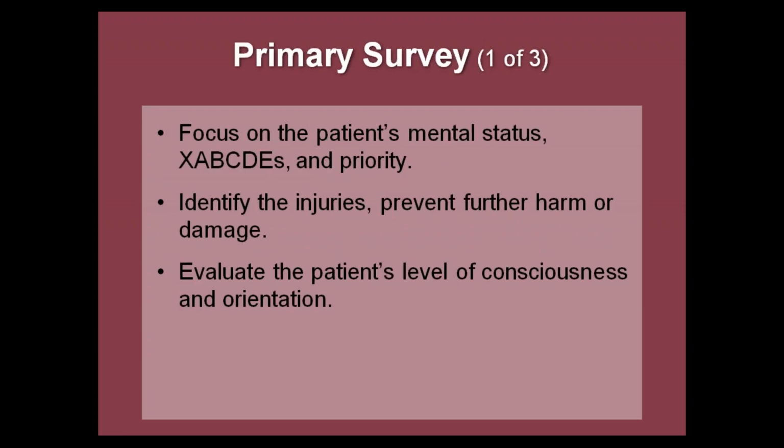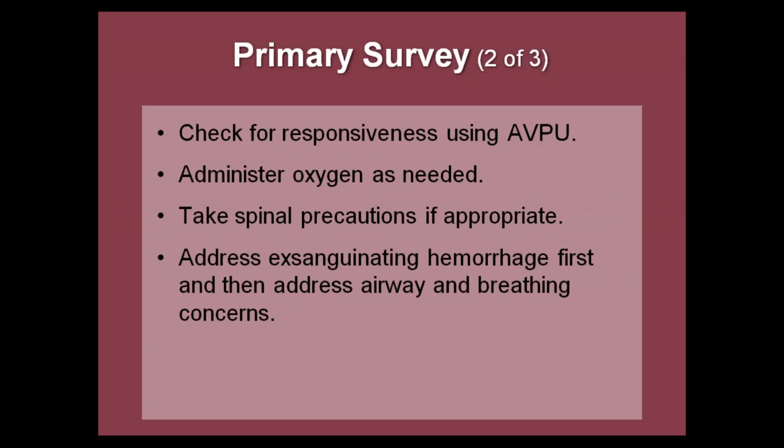Your primary survey is going to be focused on the patient's mental status. Continue history taking and secondary assessment in case of non-life-threatening conditions. You want to identify the injuries and prevent further damage, of course, and then evaluate the patient's level of consciousness and their orientation to what's going on. Check for responsiveness using AVPU: alert, responsive to verbal, responsive to painful stimuli, or just unresponsive.